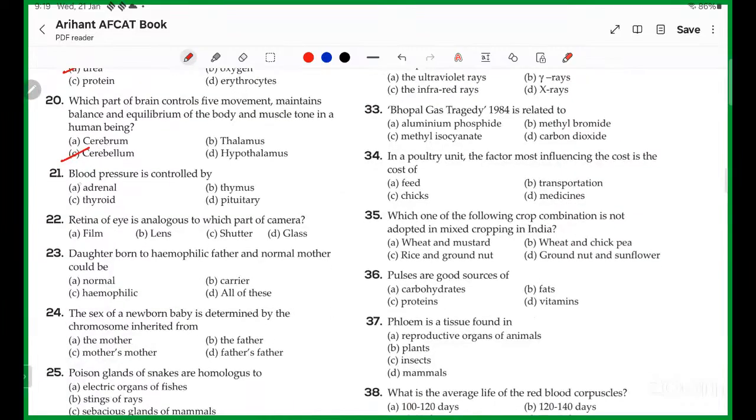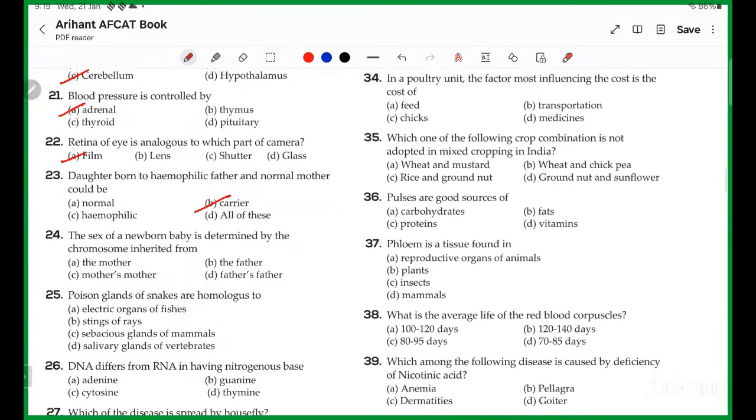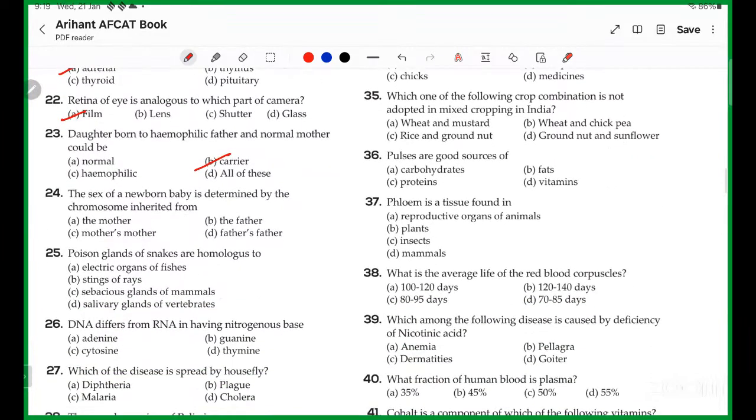Blood pressure is controlled by adrenaline. Retina of eye is analogous to which part of the camera? Film. Daughter born to hemophilic father and normal mother could be carrier. The sex of a newborn baby is determined by the chromosome inherited from father because father gives Y chromosome.